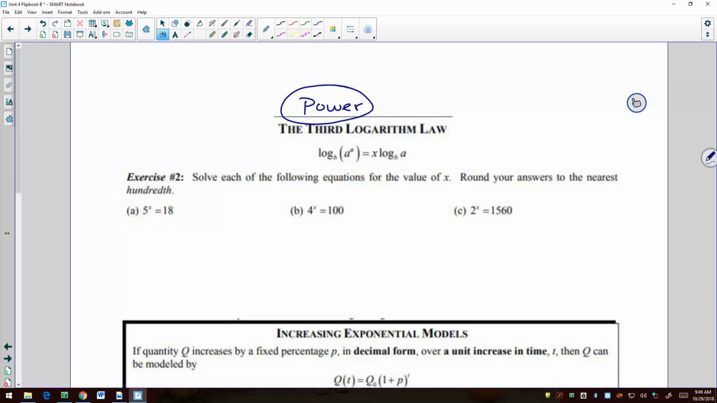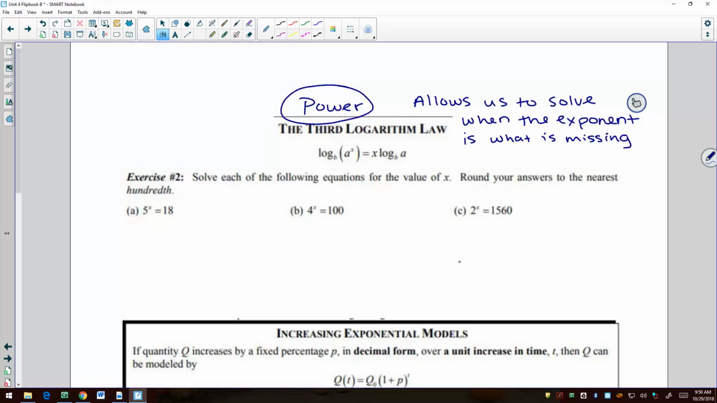It is the most important one because it allows us, if you want to write this down, it allows us to solve when the exponent is our variable. If the variable, it's usually x, or sometimes, a lot of times down here, it'll be t because it's time. When the exponent is what is missing, or the variable, a lot of times it's x or t, but when that is what is missing, you haven't been able to solve for that yet. You either had to use the common bases method or you had to use the calculator.